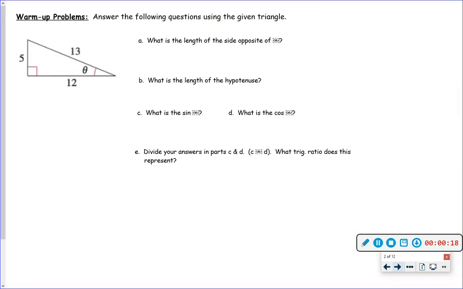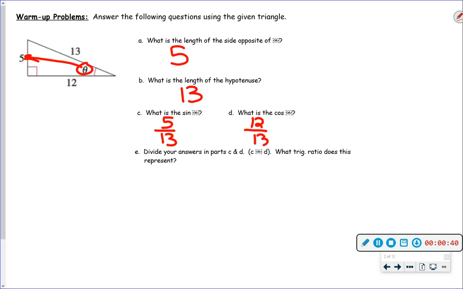So just a quick vocab review here, doing the different parts of the triangle. What is the length of the side opposite of theta? Opposite, of course, is 5. Hypotenuse is our longest side, 13. Sine, of course, is 5/13. Cosine would be adjacent over the hypotenuse, all things we know.